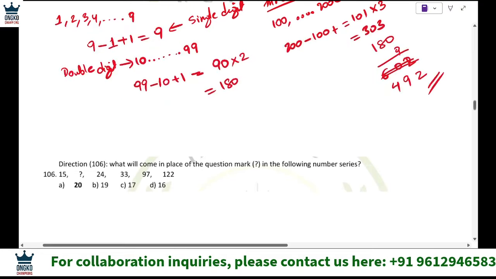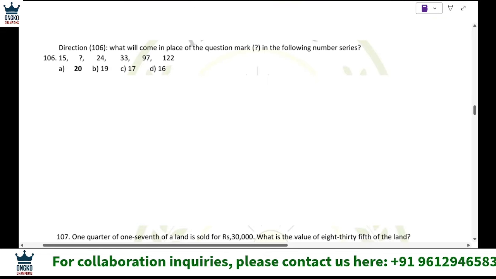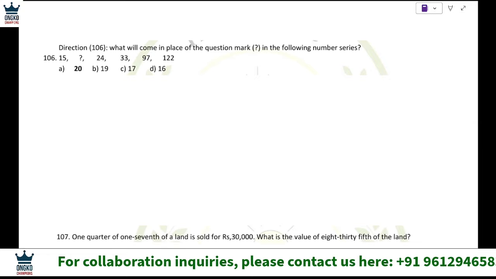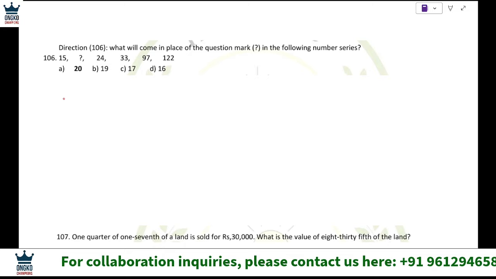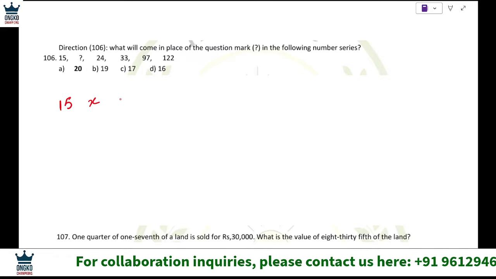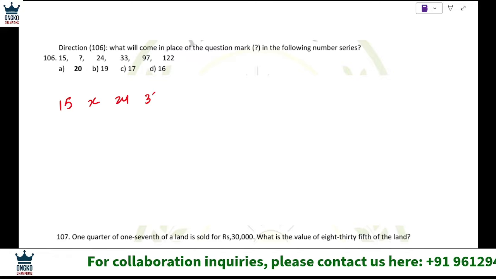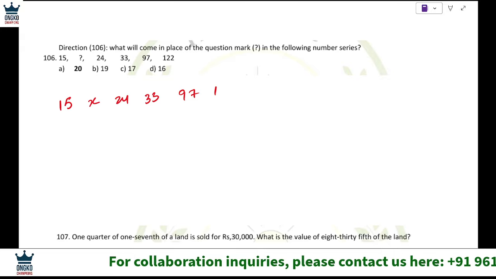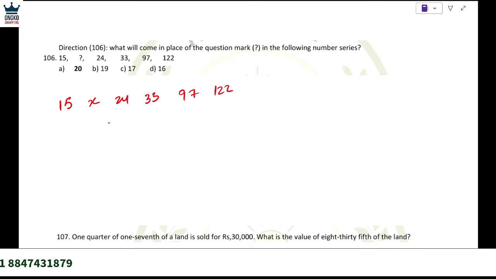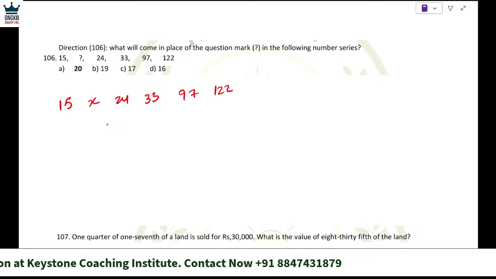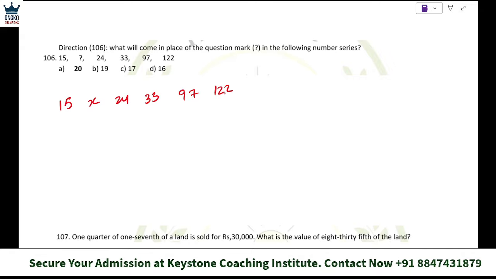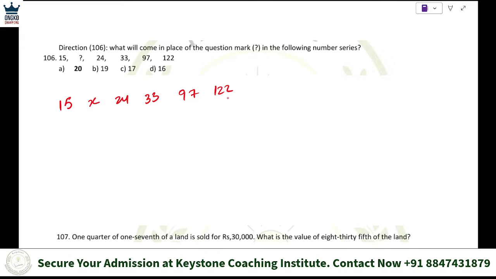Yes. Next one is a missing number series. We have 15, we have a question mark here, so let's say X. We have 24 here, then 33, 97, 122. The numbers do not increase in terms of digits like 3, 4, 5, 6 digits. So some are two digits and some are three digits, that means it is not multiplication.